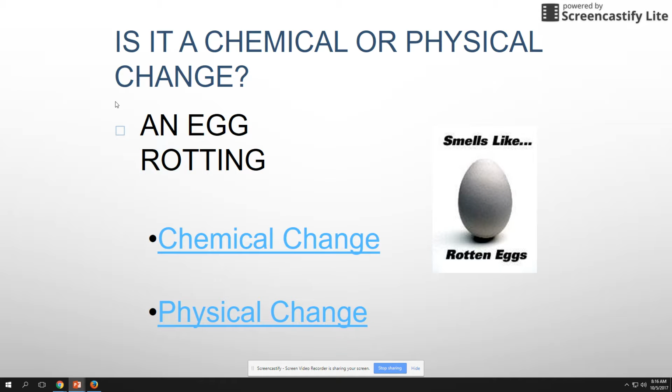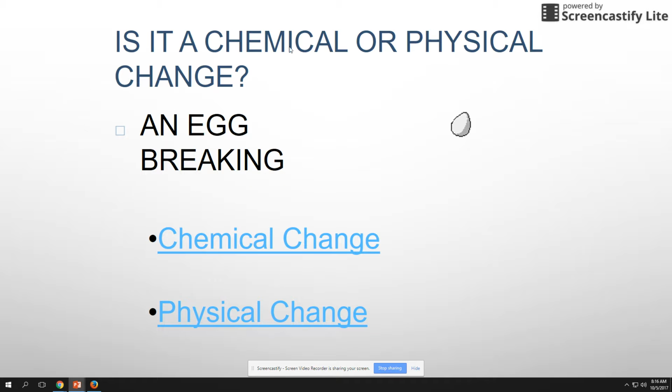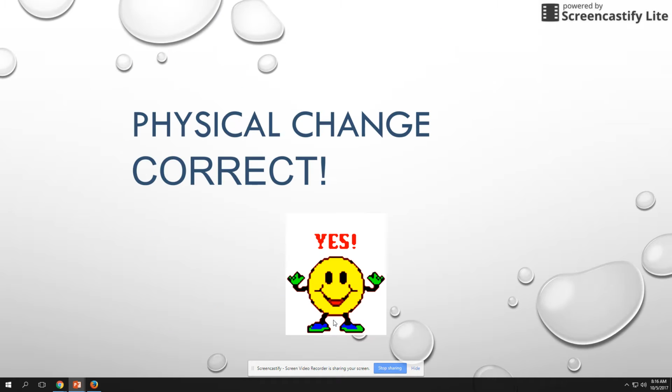Is it a chemical or physical change? An egg rotting. Can you get the egg back? Think about that. Can the egg go back to being a normal egg? No, it can't. So it is going to be a chemical change. Is it a chemical or physical change? An egg breaking. Is it still an egg if it's broken? Yes, it is. It's a physical change.